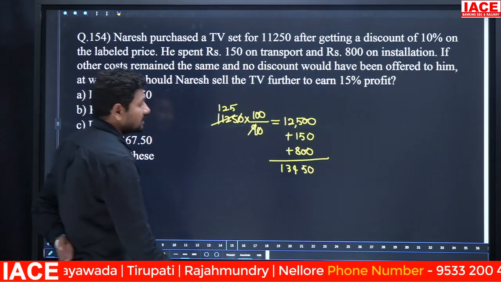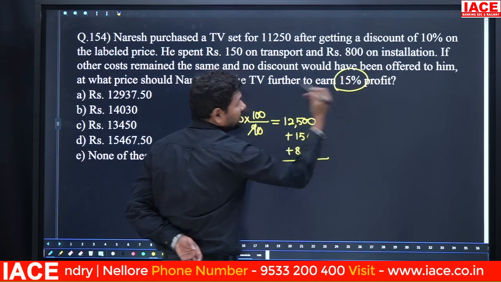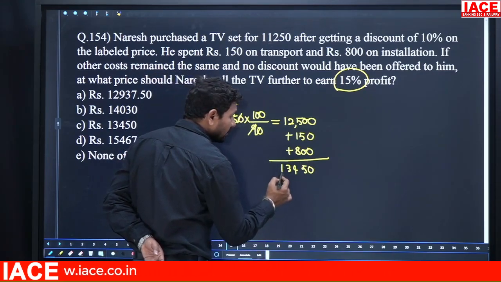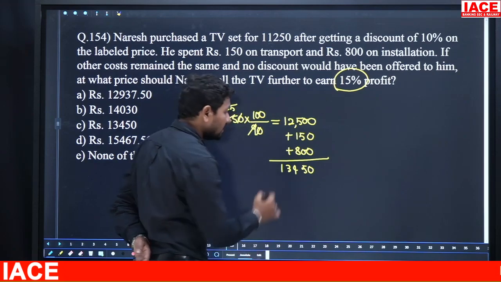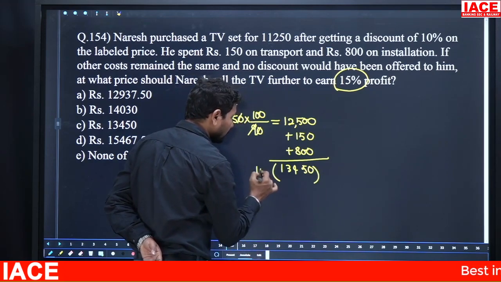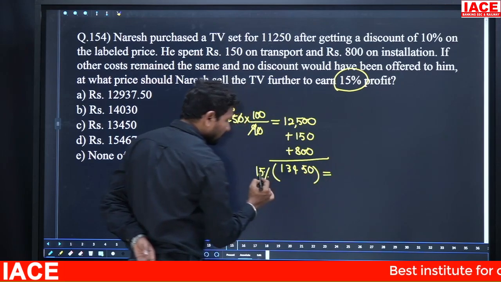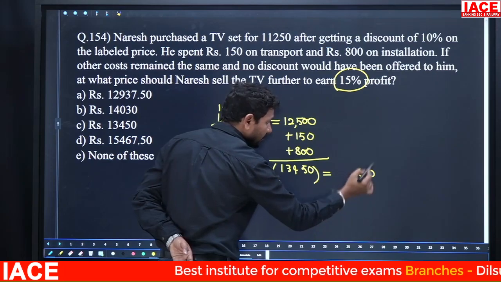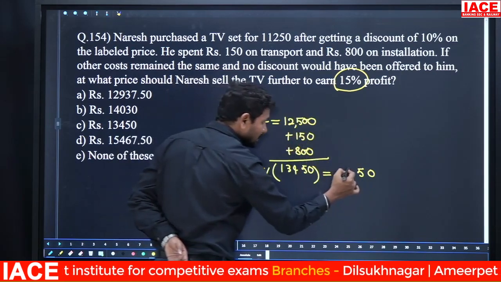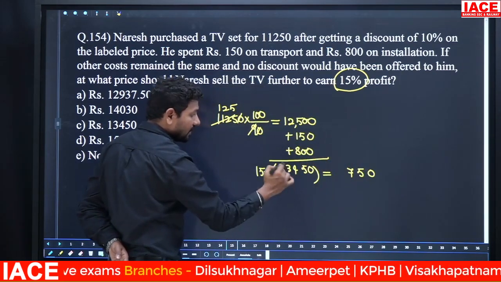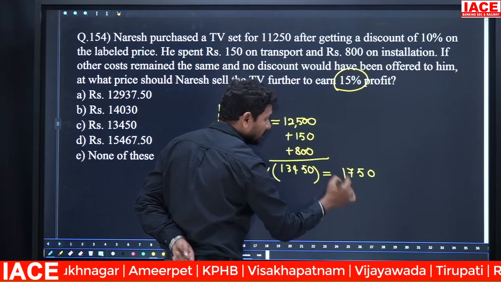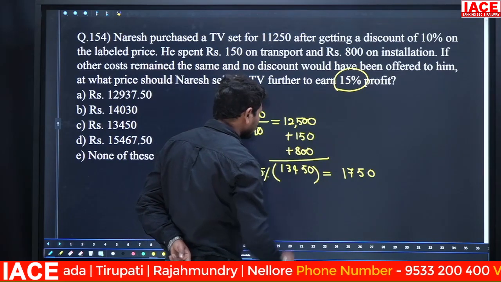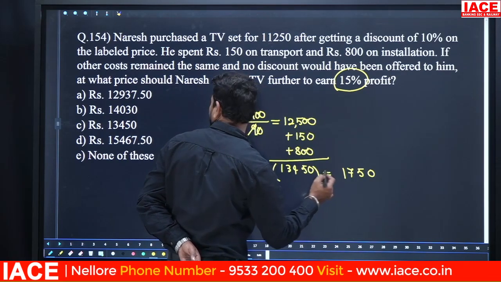15% profit is required. How do you calculate 15% profit? I will take 10% first, it becomes 1345. Otherwise, directly multiply with 15. 15 into 0 is 0. 15 fives are 75, 5 carry forward is 7. 15 fours are 60, 67, carry forward is 6. 15 threes are 45, 45 plus 6 is equal to 51, carry forward is 5. 15 ones are 15, 15 plus 5, what is the value?